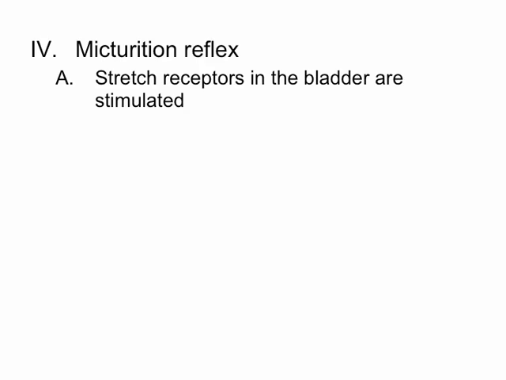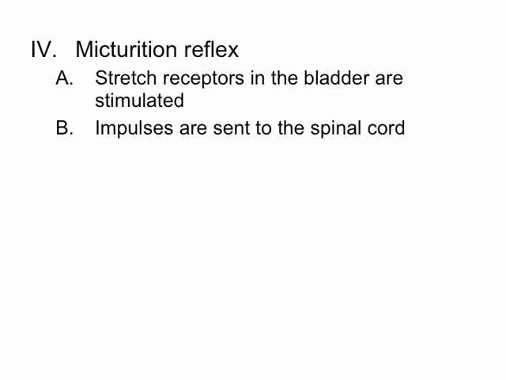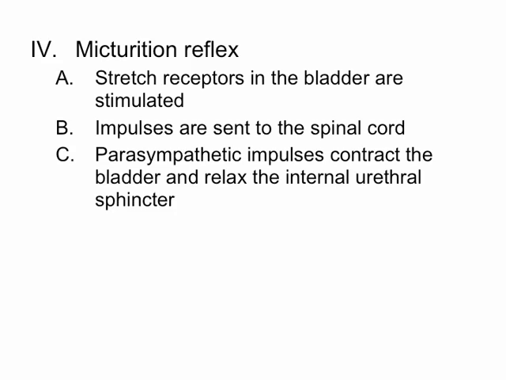Stretch receptors in the bladder are stimulated in order to begin micturition. Impulses are then sent to the spinal cord. Parasympathetic impulses contract the urinary bladder and relax the internal urethral sphincter.